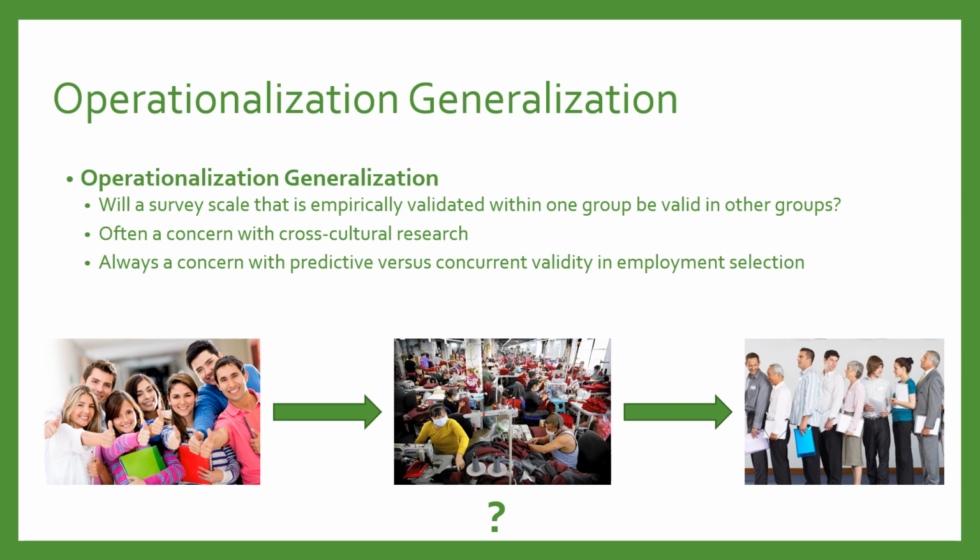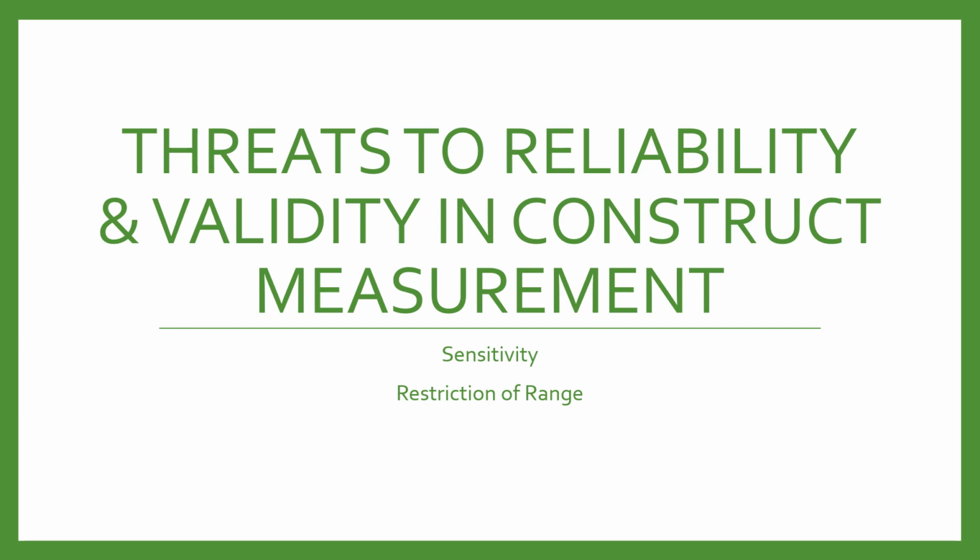So making sure that tests that you're validating in one sample are going to actually work the same way in other samples that you want to use them in. Now let's take a look at different threats to reliability and validity in construct measurement and how to overcome them.